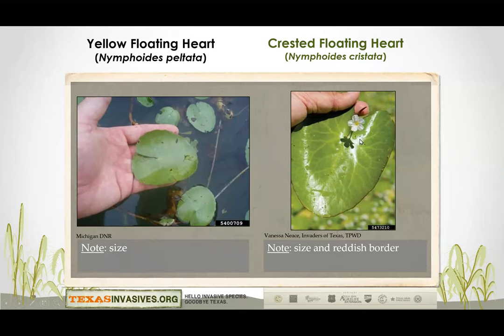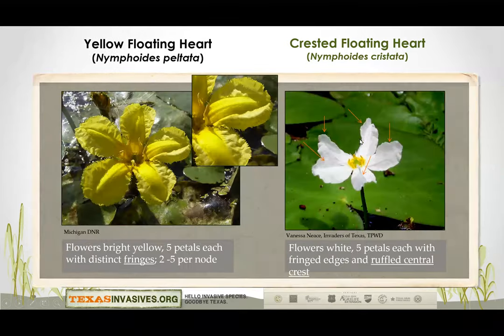You'll notice it has a solitary flower, and that's how you'll help separate it from the native species. But before that, we'll compare the flowers and how you can help identify. The yellow floating heart is a floating aquatic plant with a yellow flower. So that already catches our attention. And if you look, it's a five-petaled flower with distinct fringes. Here you can see the flower as a whole, and then a little bit close up where it has that distinct fringe that helps you confirm that is the yellow floating heart.